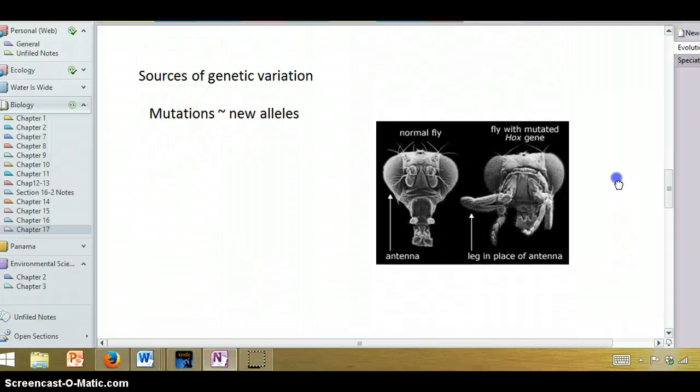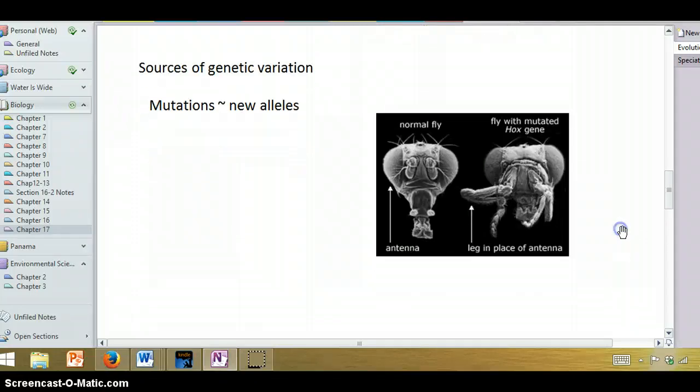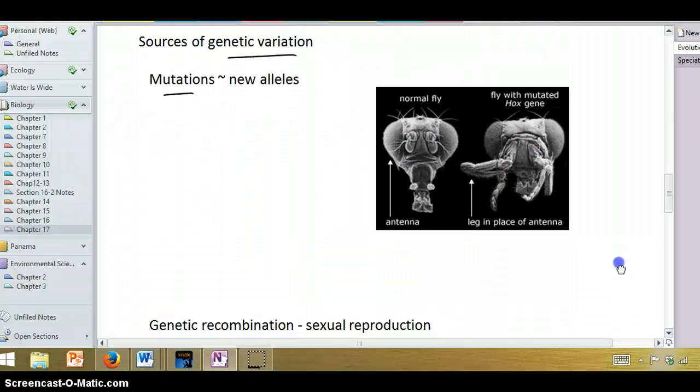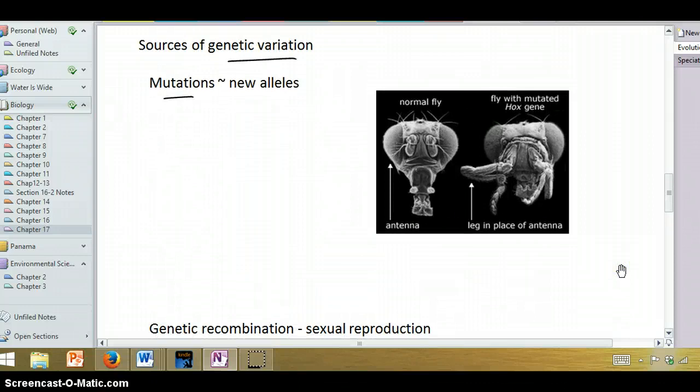So again, alleles are forms of genes. Where do new alleles come from? Well, mutations. These mutations can create new alleles, which can increase genetic variation. Here's a rather absurd example where a mutation causes this fly to, instead of having antenna, it has legs sticking out of its head. Probably not a terribly advantageous mutation, but one nonetheless.